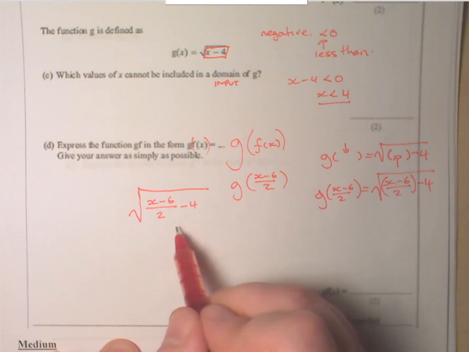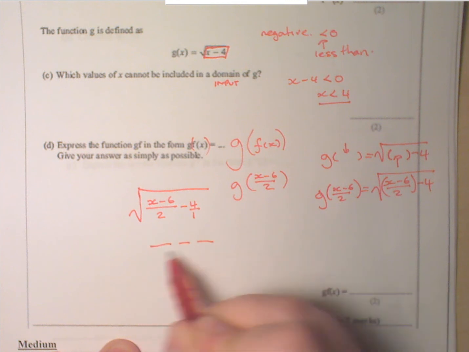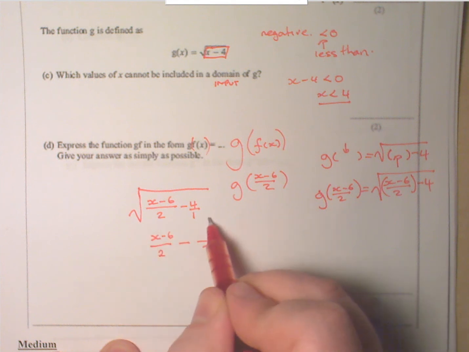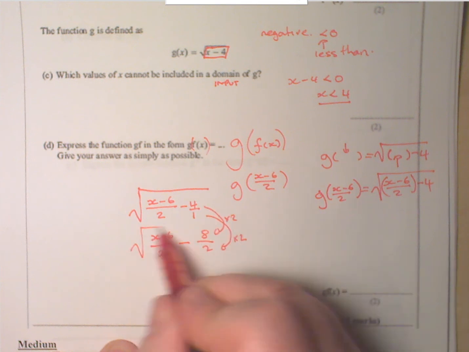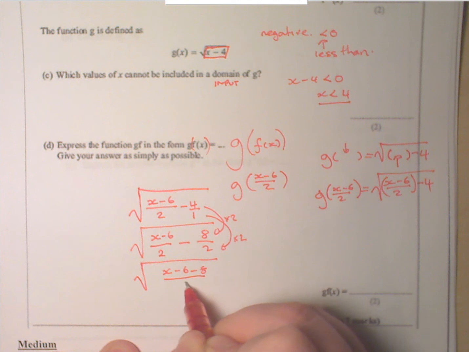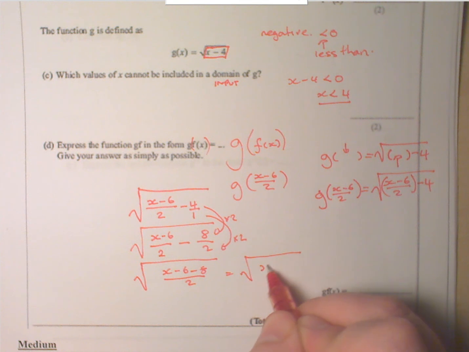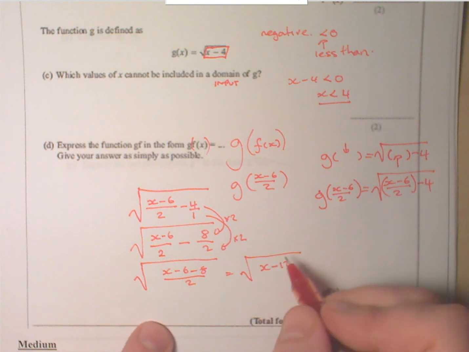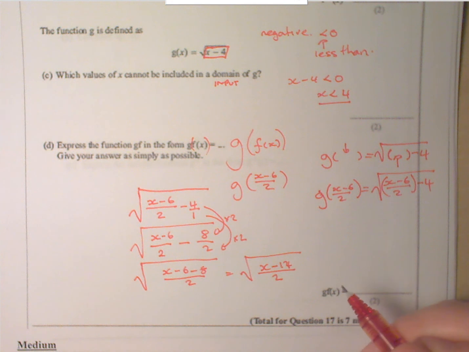I need to write this as a single fraction, so I'm going to rewrite this as 4 over 1. I'm going to use a common denominator, which in this case is going to be 2. Nothing's happened to this one, but this has been multiplied by 2, so this needs to do the same thing. And so I've now got this. I can write that as a single fraction, which is x minus 6 minus 8 all over 2. And this gives me the square root of x minus 14 over 2. Beyond that, I don't think you can simplify it any more. So I'm just going to go square root x minus 14 over 2.